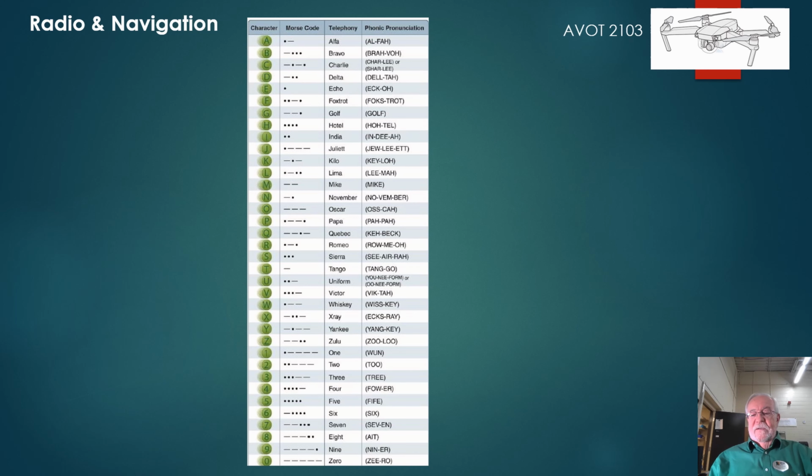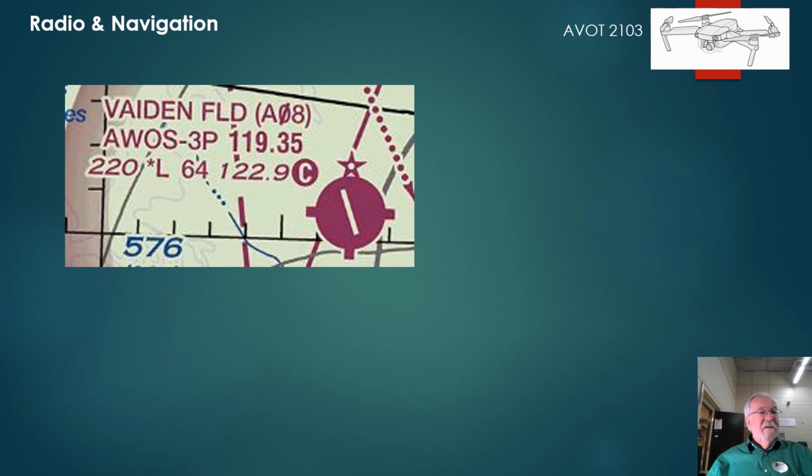Okay? Moving right along, we have this symbol here. What does the color indicate? You've got to know that. Magenta is an uncontrolled airport. Just right off the bat, we don't even have to look for the control tower here.